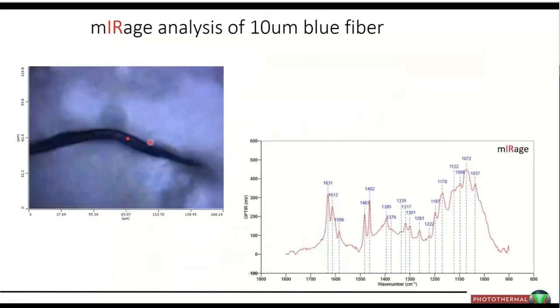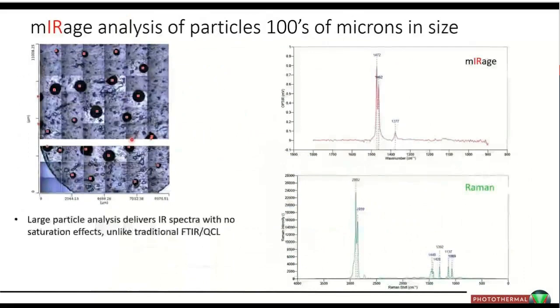If anyone has ever tried to measure a 10 micron fiber in reflection mode with an infrared, you'll know that you get essentially noise back from that. Right, but it's not just about microparticles. The system works incredibly well for particles that are hundreds of microns in size.